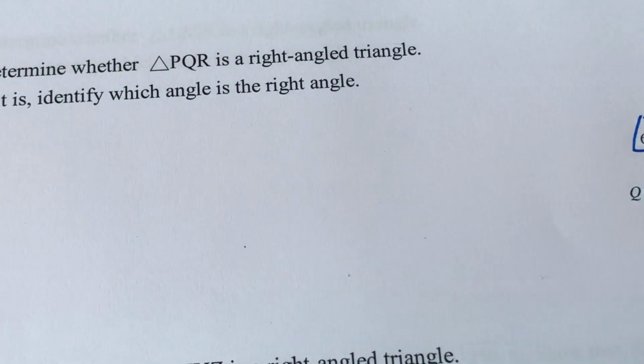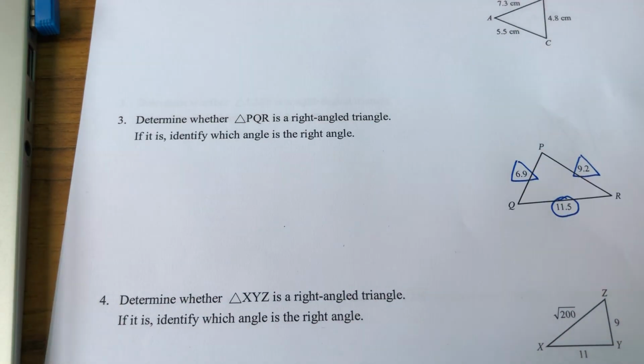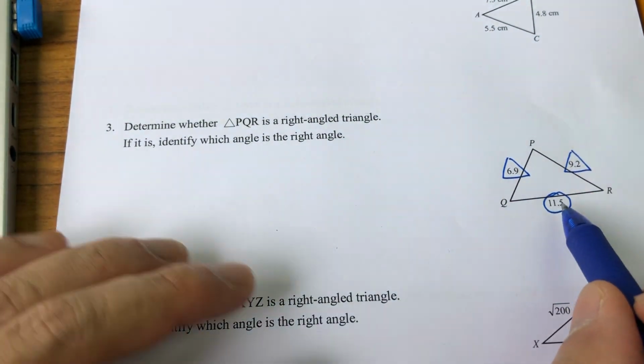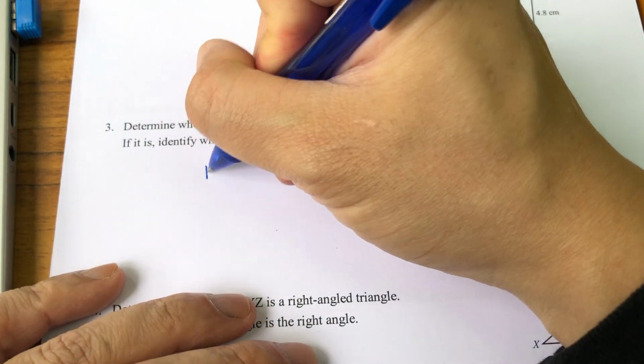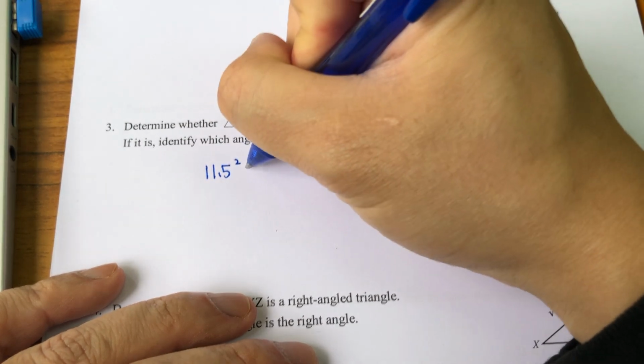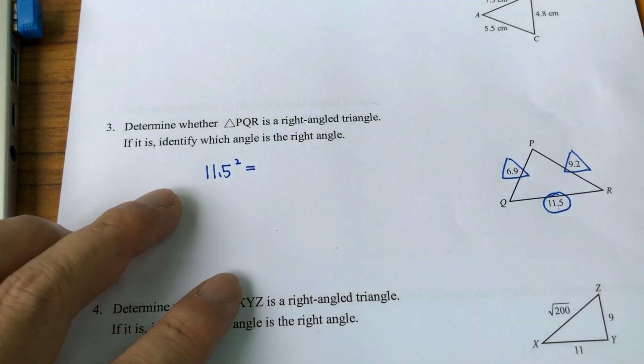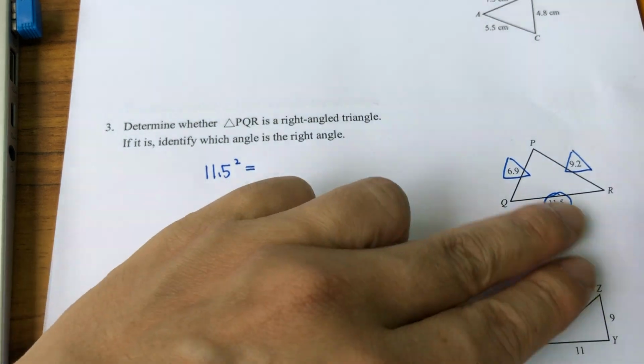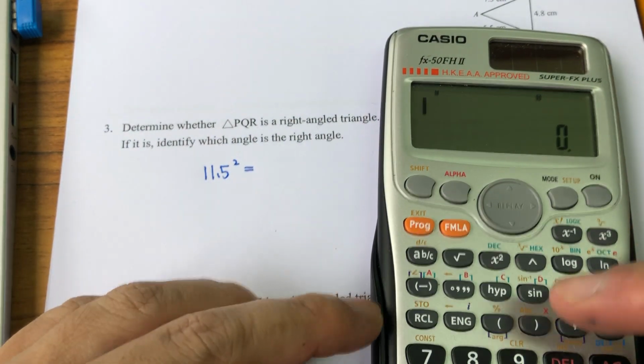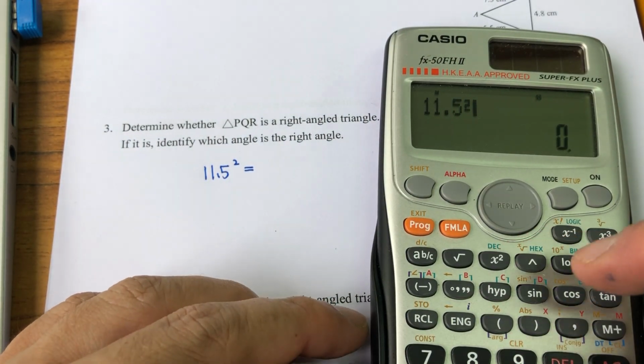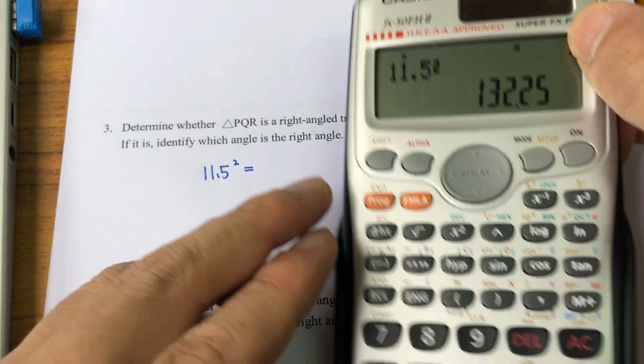Now, let's check. So first of all, the longest length 11.5, we have to check what is the square of the longest length. 11.5 to the power of 2 is 132.25.